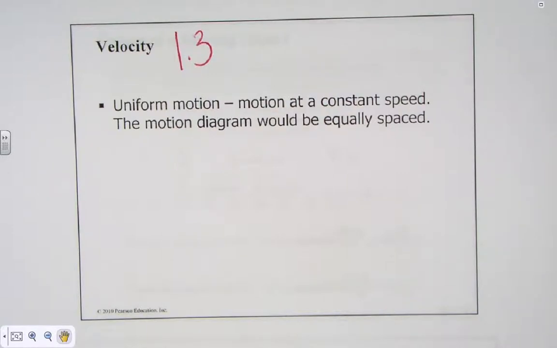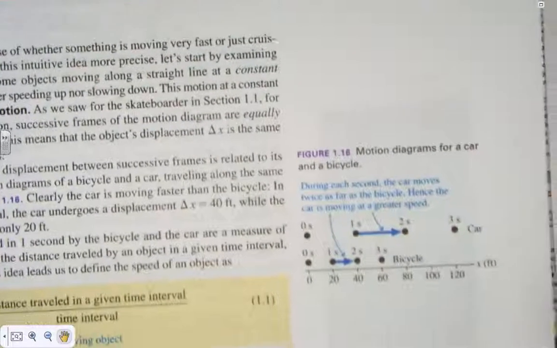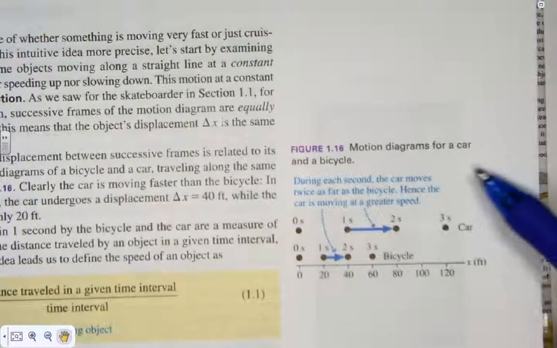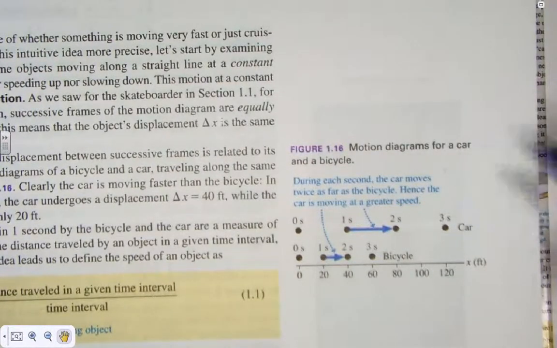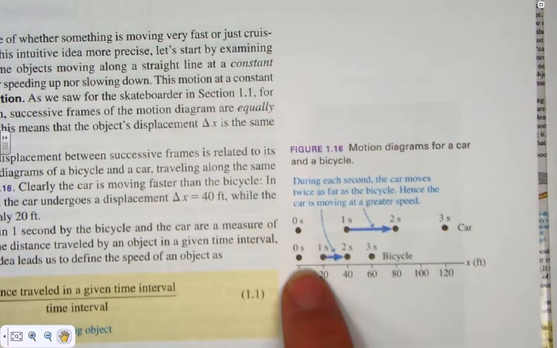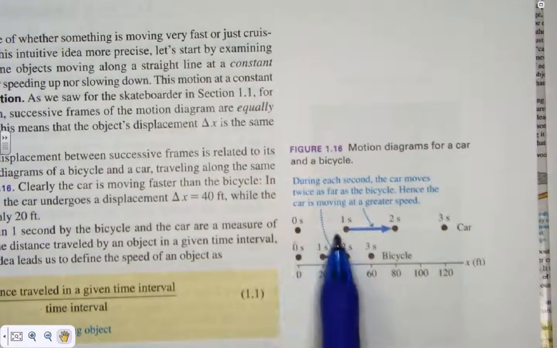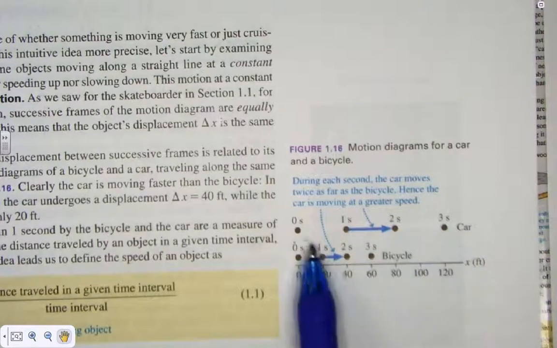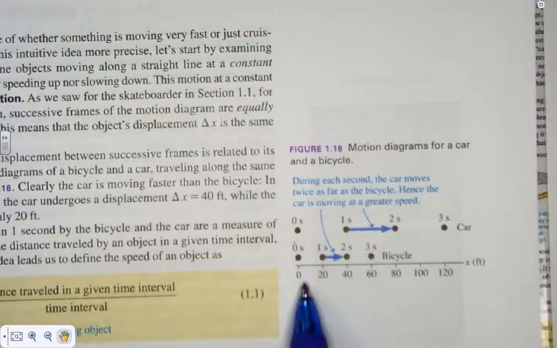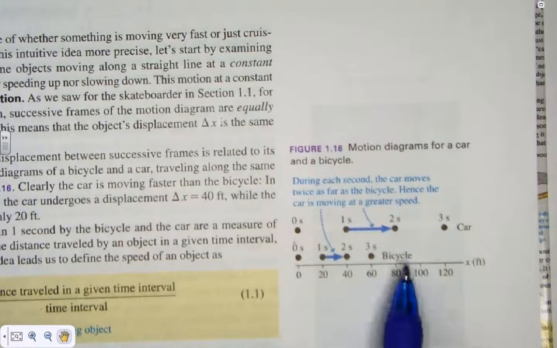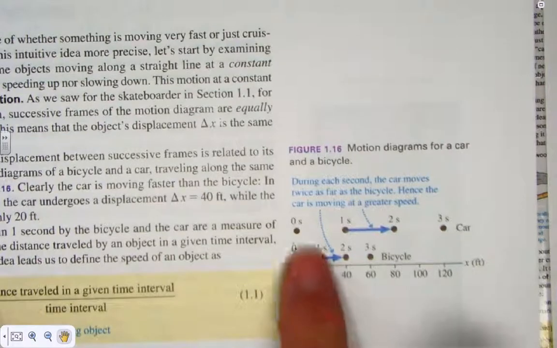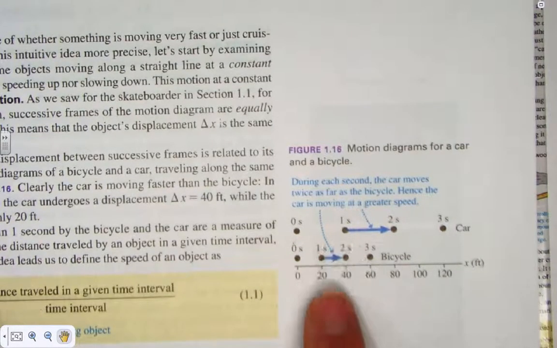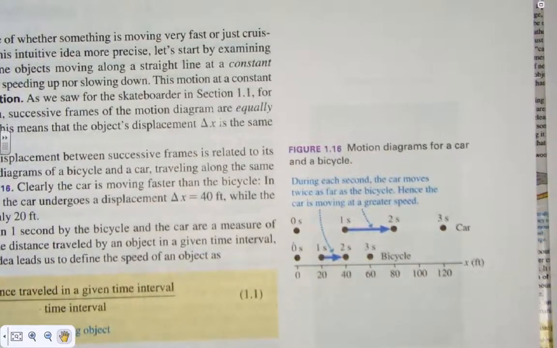To emphasize what we're saying, I'll show a diagram in our book. Motion diagram for a car and a bicycle. This is figure 1.16. It says during each second the car moves twice as far as the bicycle. The car therefore must be at a greater speed. You can see the distance between each of their particle dots, their motion particles, are indeed uniform, showing constant velocity or uniform motion. Since the car made it a further distance in the same amount of time, we can clearly see that it is traveling at a greater rate.